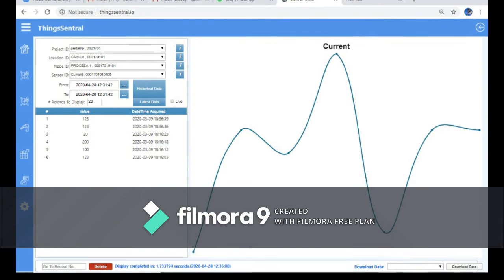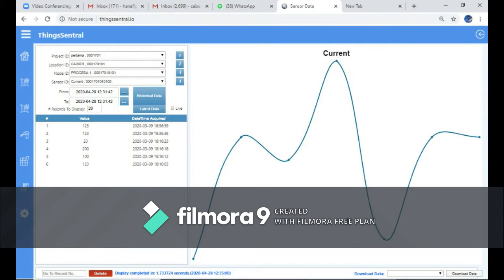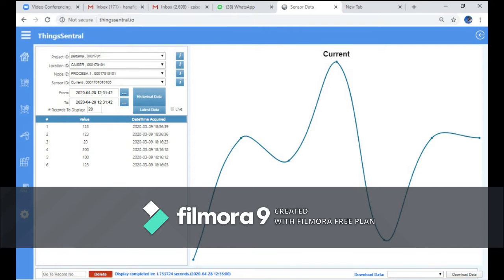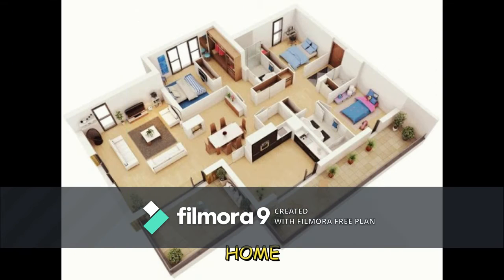This web portal interprets data in the form of graphs and gives users the option to access data in a certain time frame of their choice. This is our measurement topology.